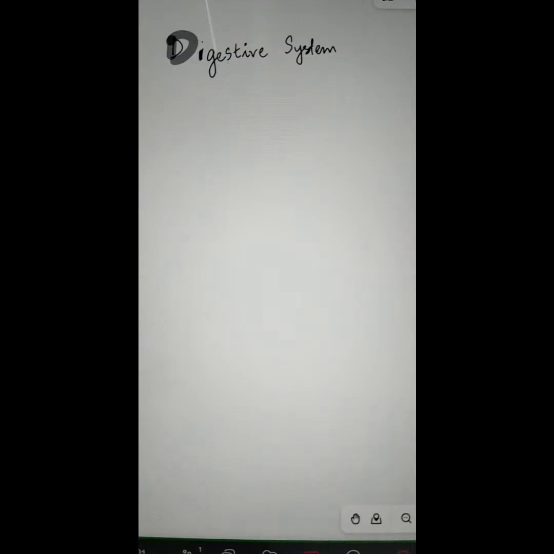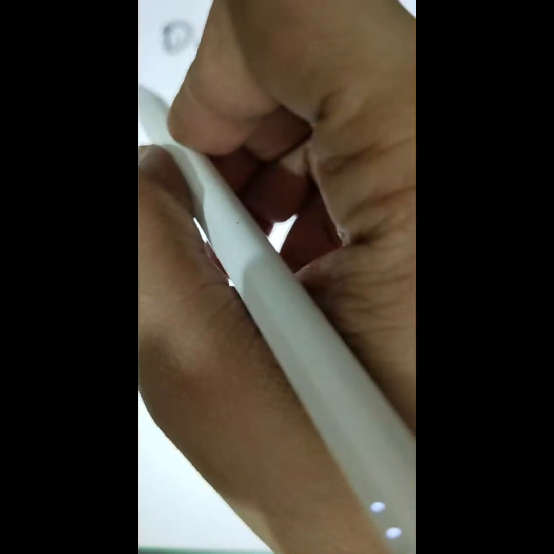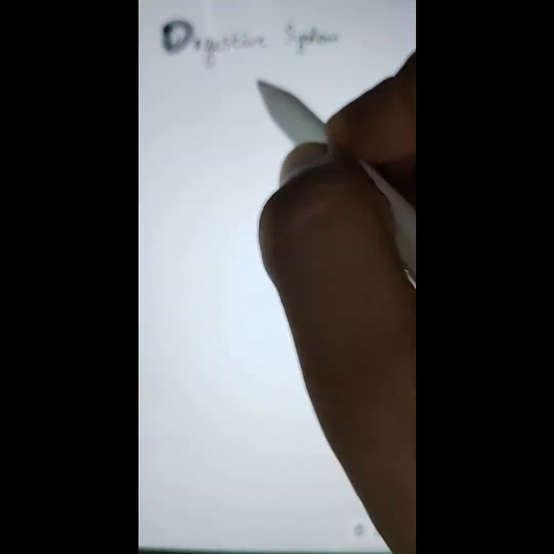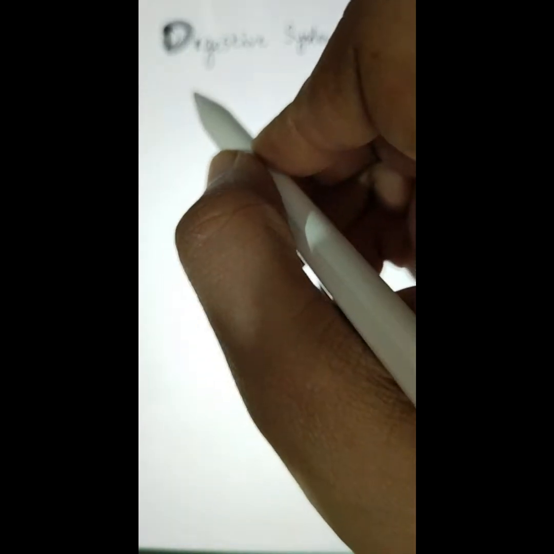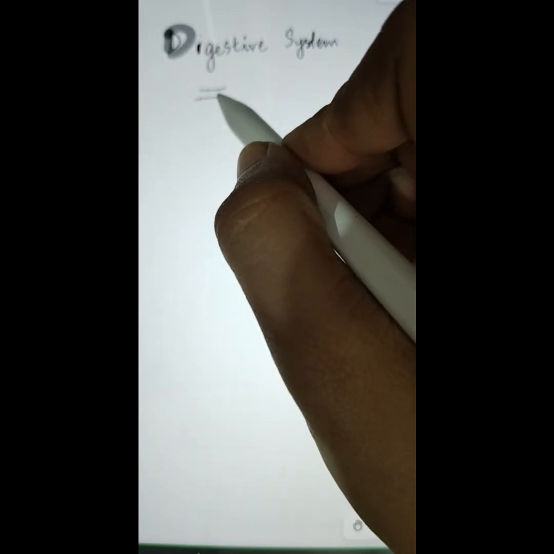So there are four life processes that you need to study in detail. One is digestive system, another is respiratory system, then circulatory, and then excretory. So we are beginning with the elaborative study of the digestive system. So first of all, you should know the diagram of the digestive system.